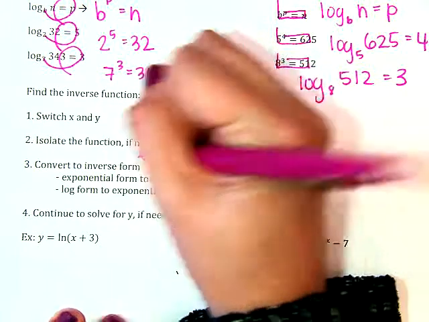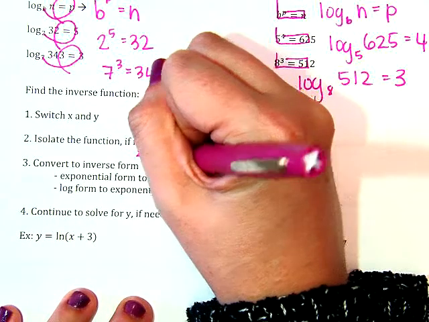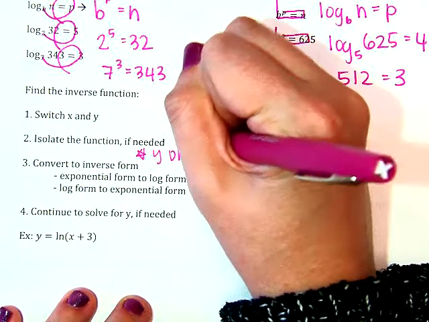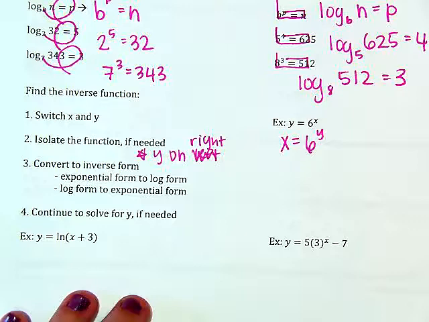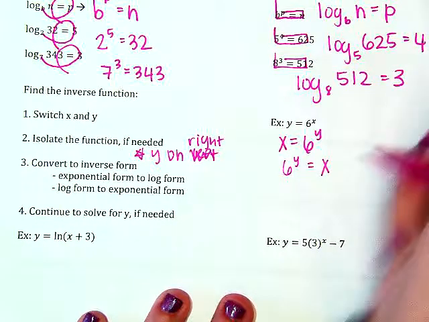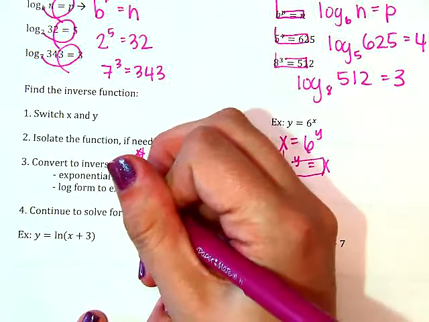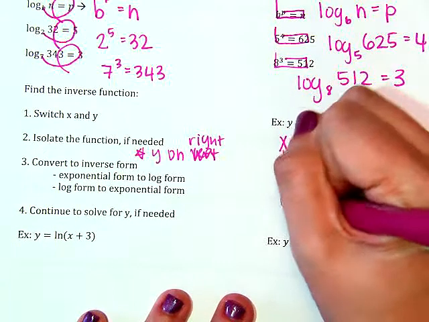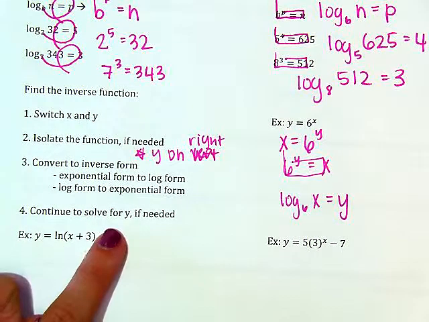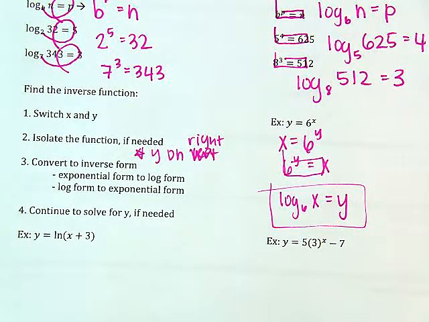I'm going to add a little caveat in here. y on the left. I'm sorry, whoa, right. You gotta switch it so that I can do my magic things I showed you. So 6 to the y equals x. Because now I can do the big L, change it to log, which is the next step, convert. So log base 6 of x equals y. And then continue to solve for y if needed. That one, the y is already by itself. So there's my inverse.